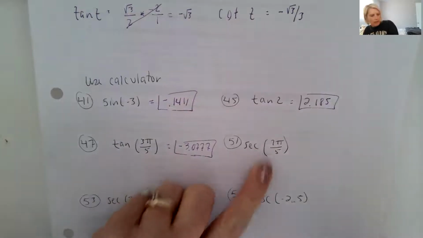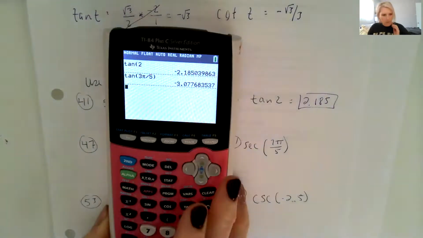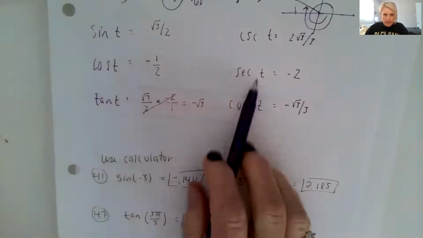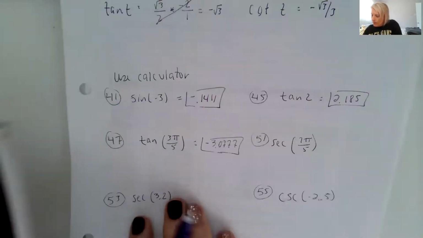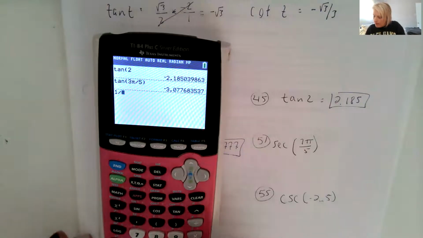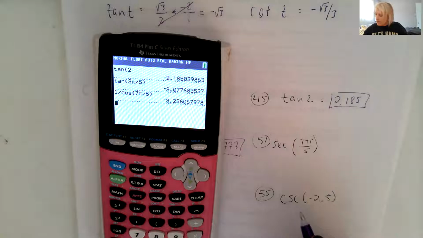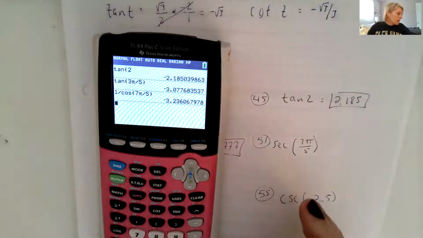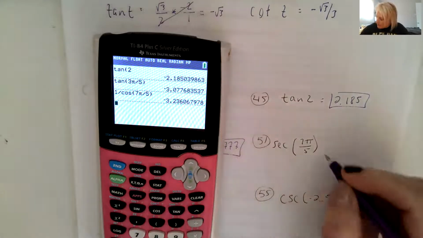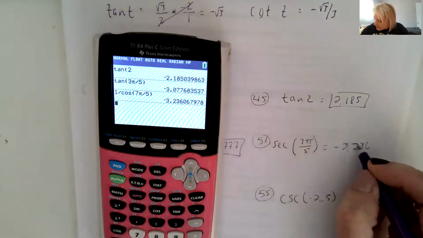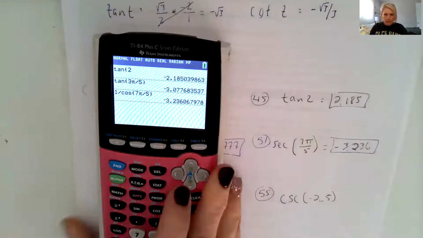51 is the secant of 7 pi over 5. And remember that secant is the reciprocal of cosine. So to find that, we have to do 1 divided by the cosine of 7 pi divided by 5. And we get a negative 3.236. I'm sure I'm looking at the right one here.